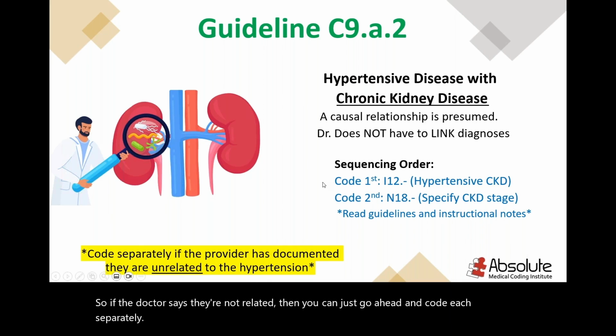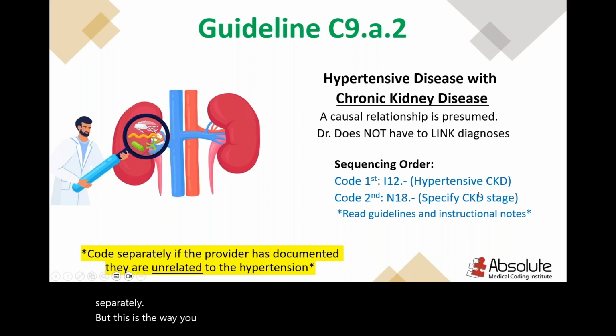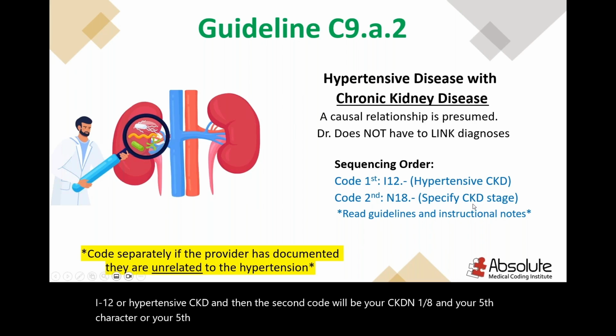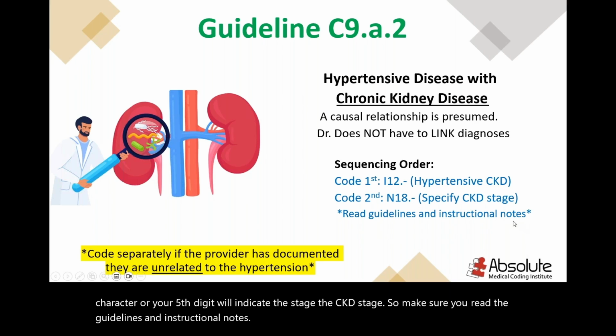But this is the way you sequence. I12 for hypertensive CKD, and then the second code will be your CKD, N18, and your fifth character or your fifth digit will indicate the stage, the CKD stage. So make sure you read the guidelines and instructional notes. All right?